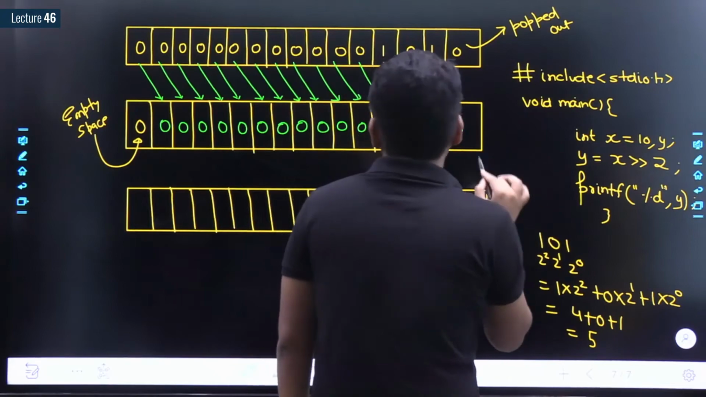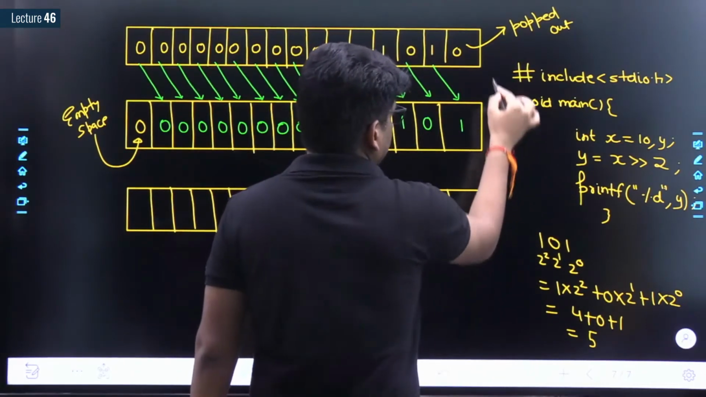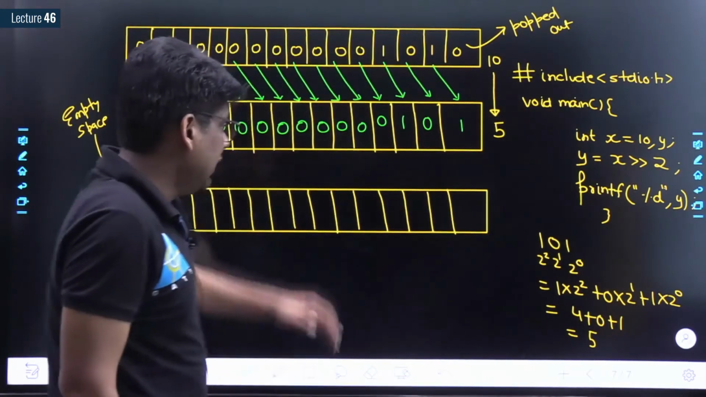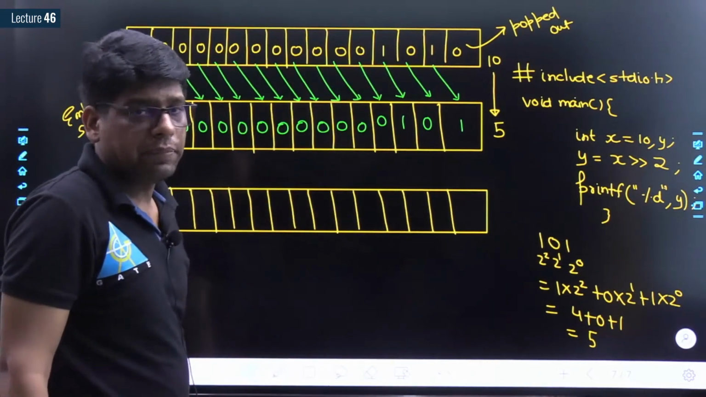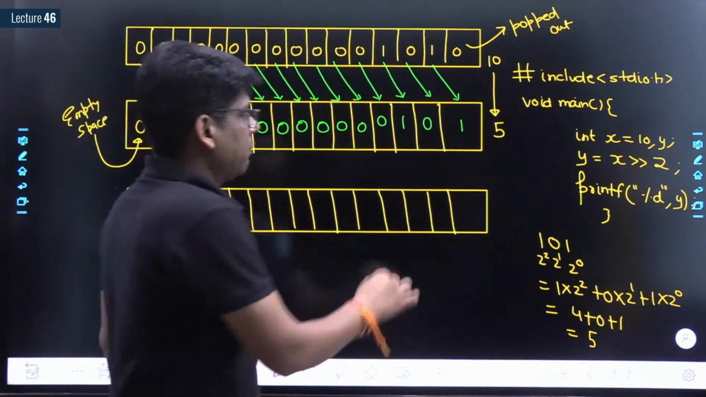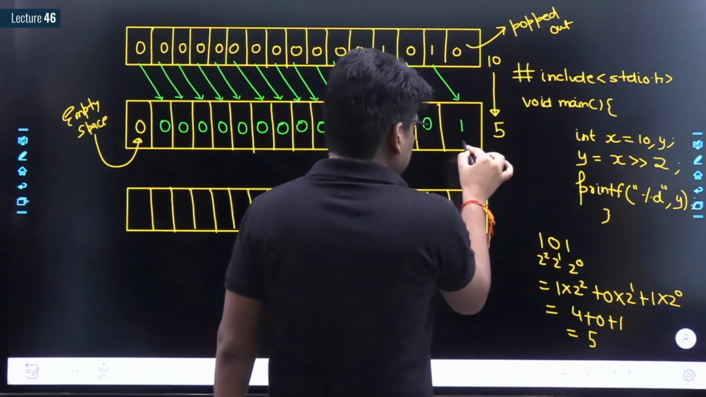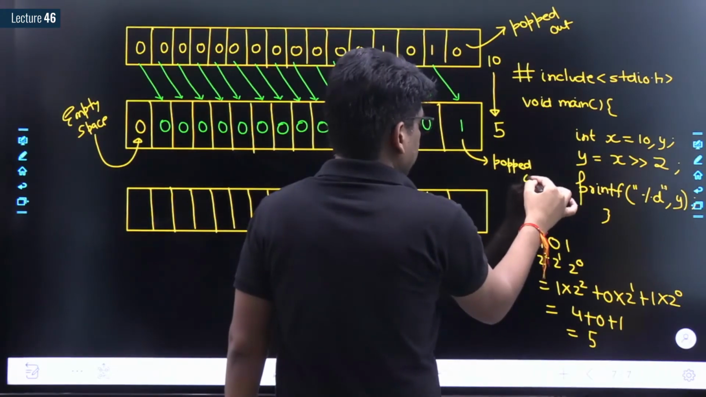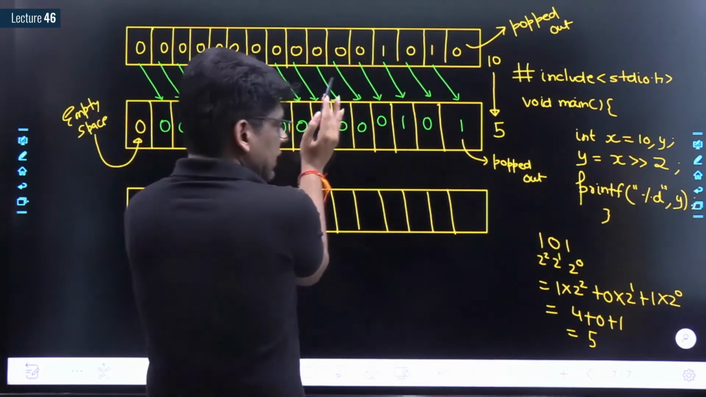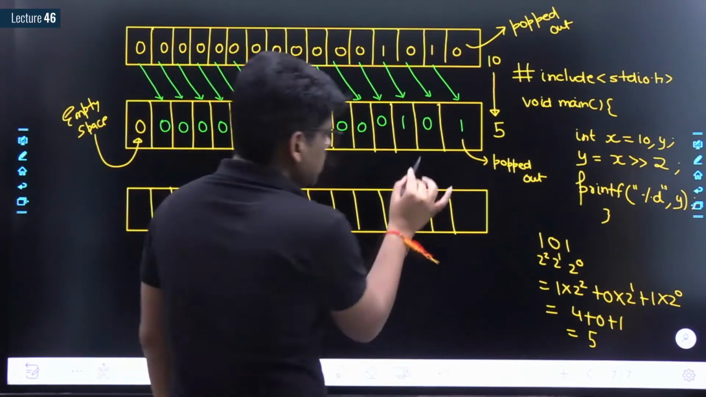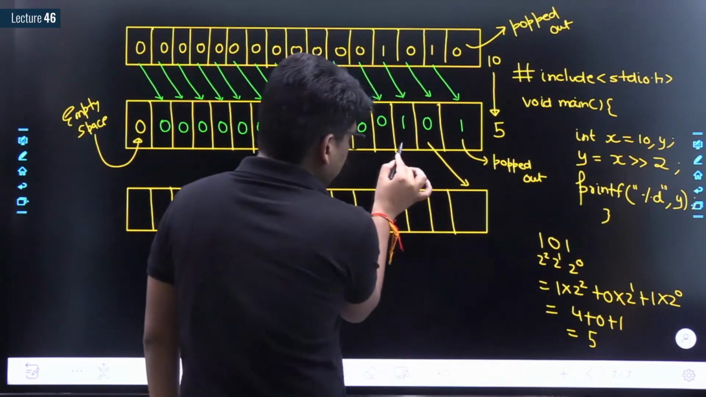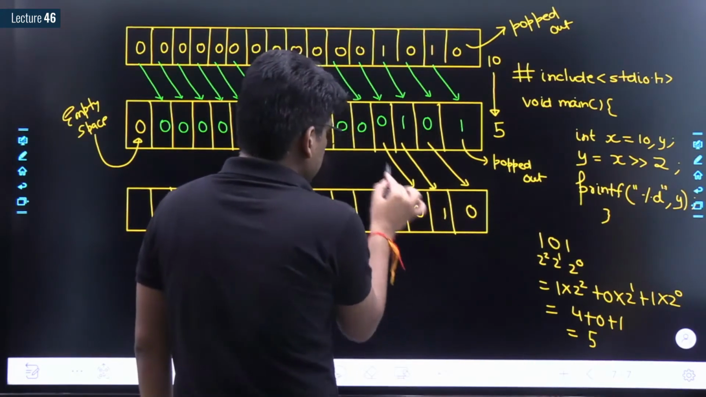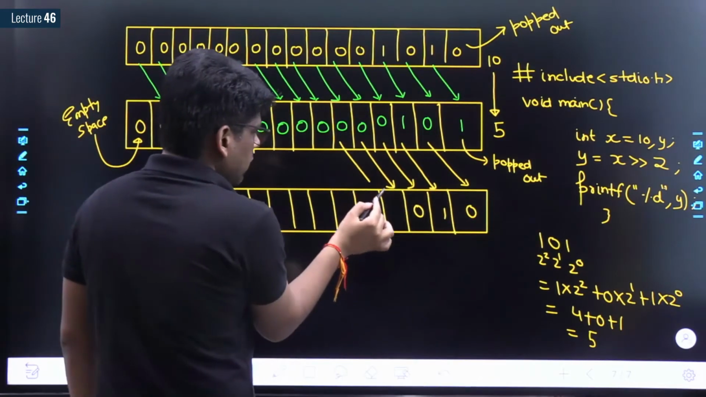So previously it was 10. When I right shifted it one time, it became 5. Let me right shift it one more time. If I right shift it one more time, this bit will be popped out, and all previous bits are shifted by one position. That means this 0 comes here, this 1 will come here.